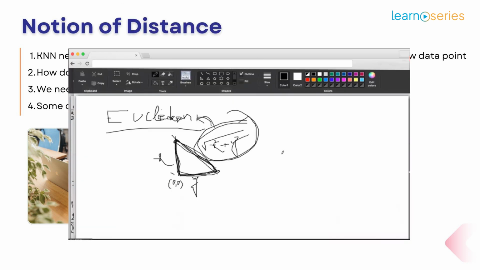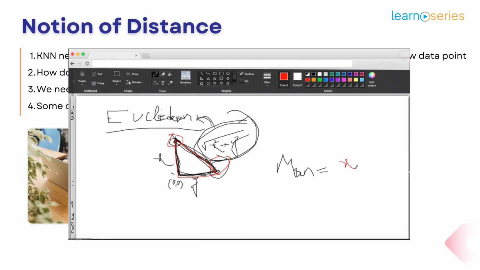Let me explain. One distance is Euclidean, and the other is Manhattan, also called the city block distance. You have to go from this point to this point. One can follow the shortest distance, or one can follow this other path, coming here and then going there. That is called Manhattan distance.